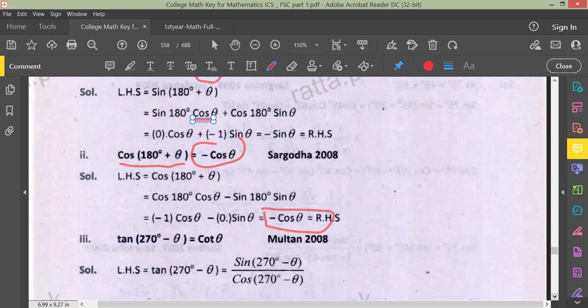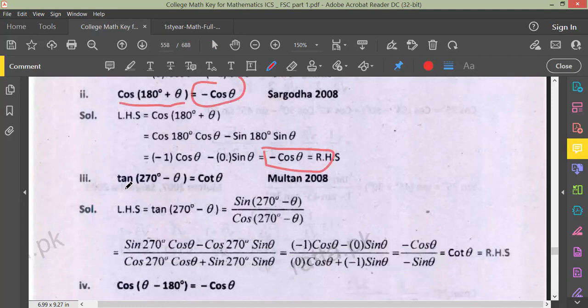Similarly, question 1 has a third part, which is tan of 270 minus theta, which will be equal to cot of theta. You can solve this question by two methods. You can simply apply the formula of tan of alpha minus beta, or you can write tan as the ratio of sine and cos. So tan of 270 minus theta will be equal to sine of 270 minus theta divided by cos of 270 minus theta.